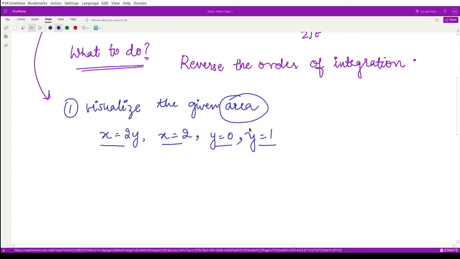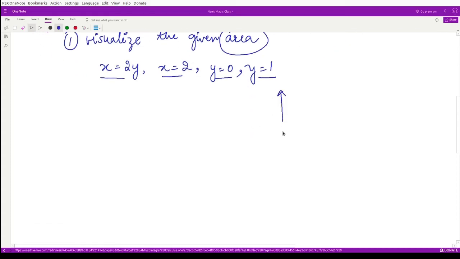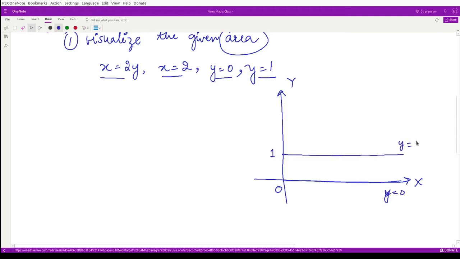So let me draw these lines first. So suppose this is our coordinate system. This is the x-axis, this is the y-axis, and this is origin. So now y is equal to 0 is this x-axis only. So this is y is equal to 0, and suppose here is the point 1. So this is the line y is equal to 1 here, right? So this one and this one. And moreover, we require the line x is equal to 2. Suppose this is the point 2.